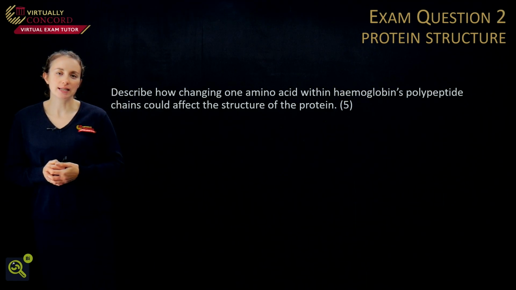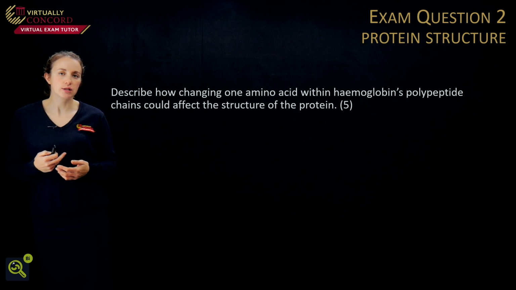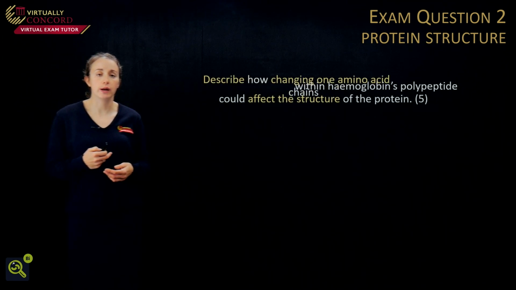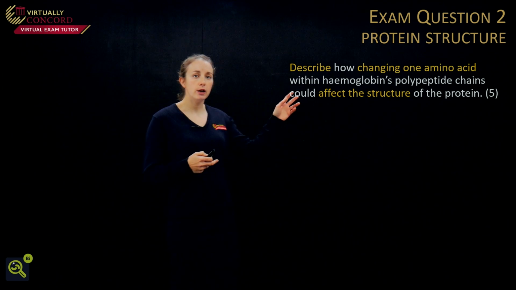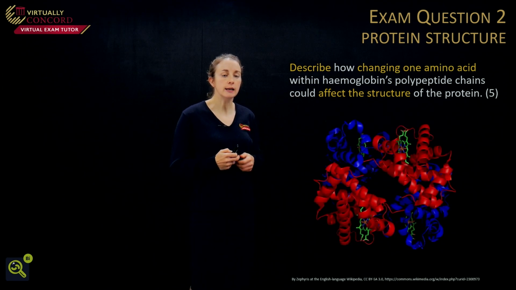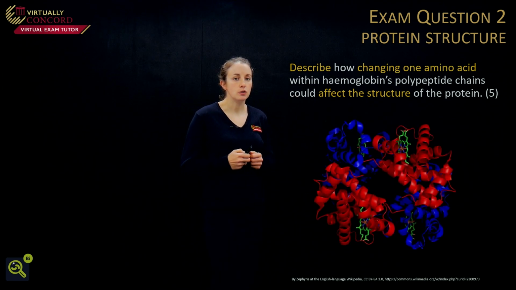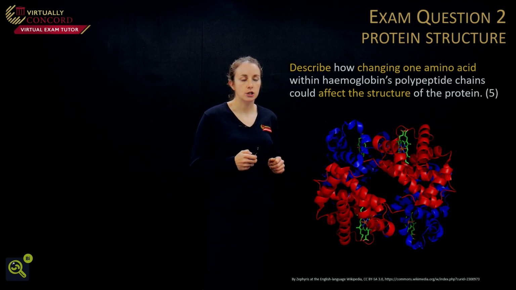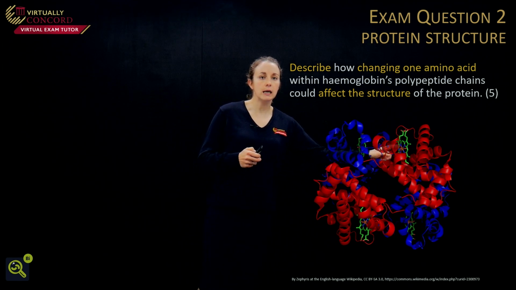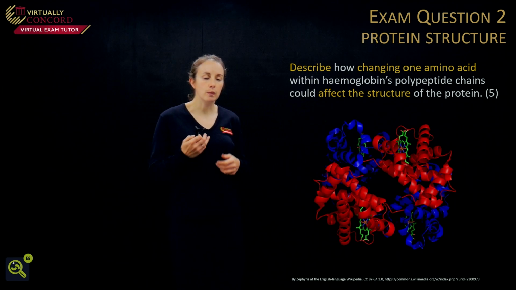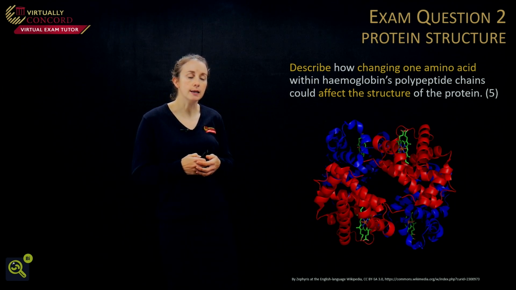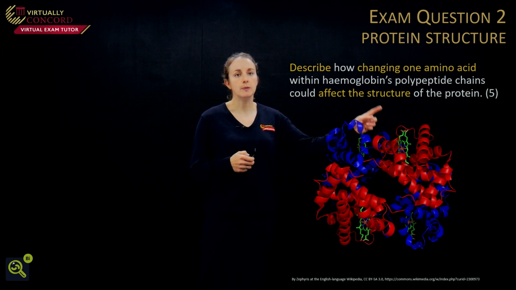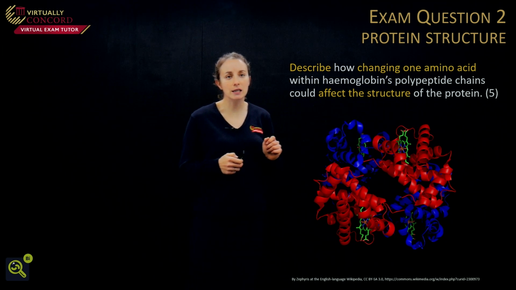So the second question is a slightly longer answer question asking you to describe how changing one amino acid within a polypeptide chain could affect the structure of a protein. And it is specifically referring here to hemoglobin as our protein. So I've put an image here to show you the structure of hemoglobin. So it's composed of 4 different polypeptide chains, 2 alpha and 2 beta, and the little green parts that you can see are the heme group with the iron, and that is where the oxygen binds. Now, if you didn't know the structure of hemoglobin, there is a bit of a clue in the question. So it talks about hemoglobin's polypeptide chains, plural.